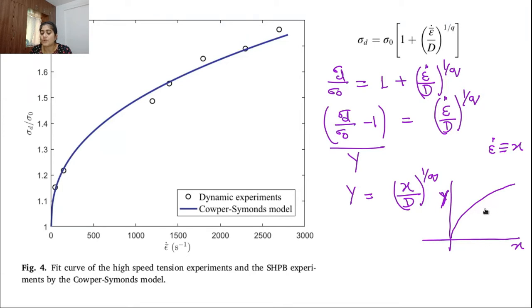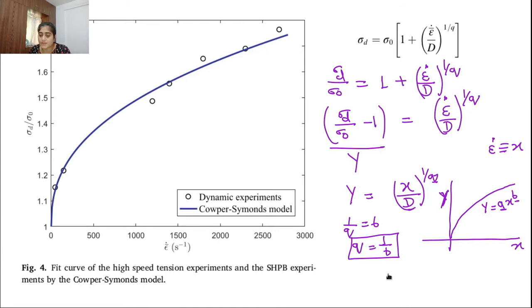So whatever the value will be there, suppose Y equals A X to the power of B, like this. So through this you can find the A and B values, and from them the D and Q values. So 1 over Q will equal B, so Q will be equal to 1 over B. Like that you can find the Q value, and now you have to find the D value.